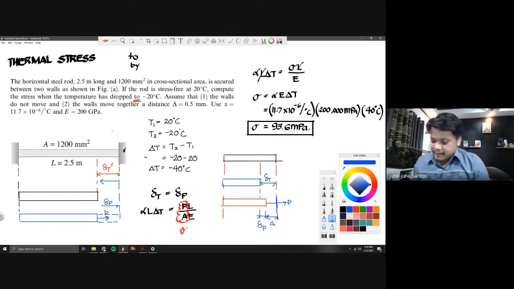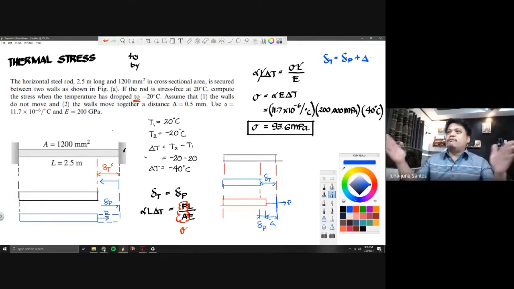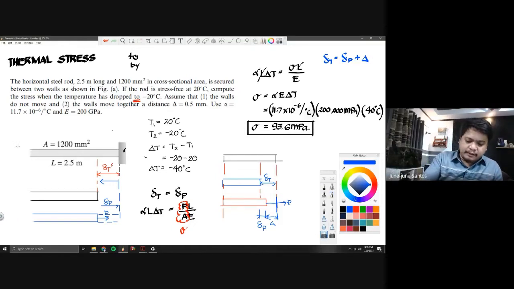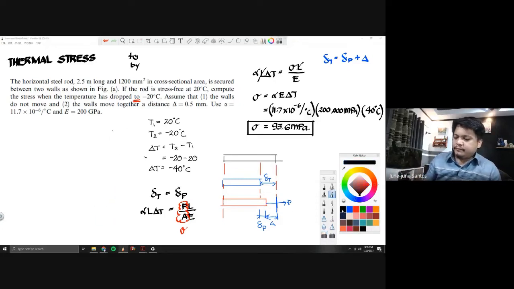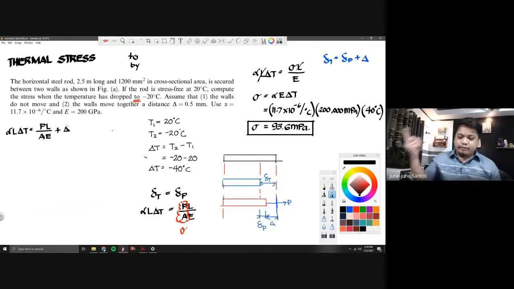Okay? So, mathematically, if you are going to write it, so yung ating delta T should become equal to our delta P plus our the elongation, yung movement ng ating support. Now, delete ko na to. All right. So, going back, so we can have it as alpha L delta T should become equal to PL all over AE, plus the delta, yung 0.5 millimeters.